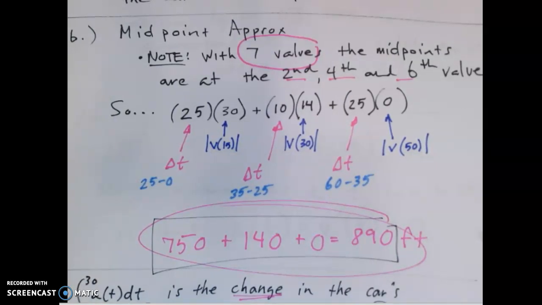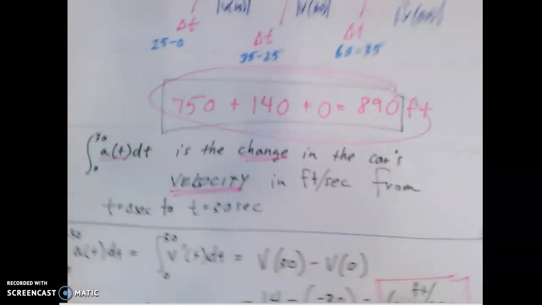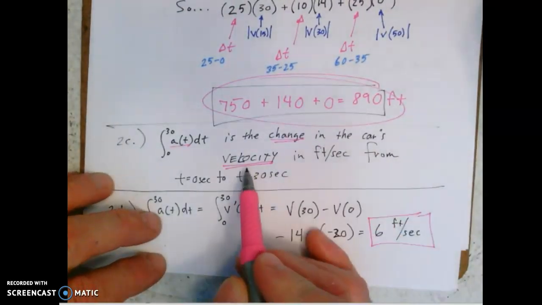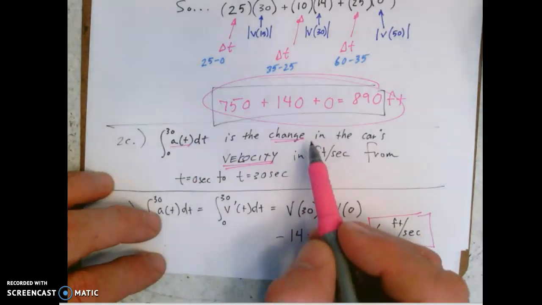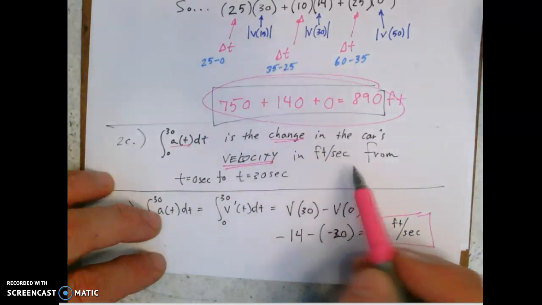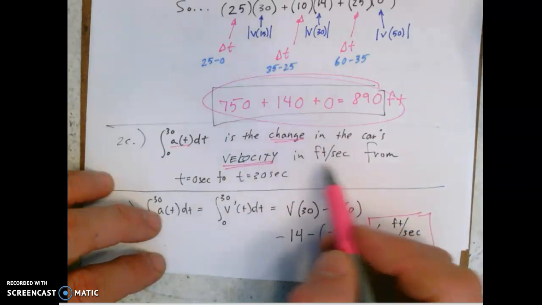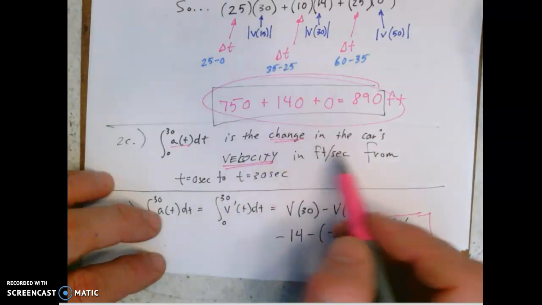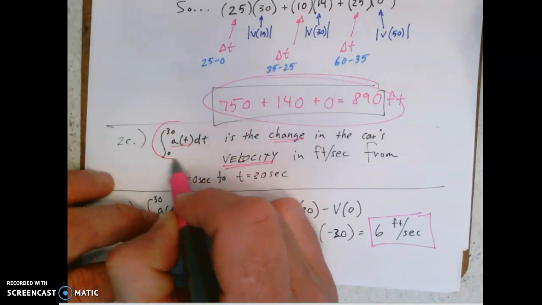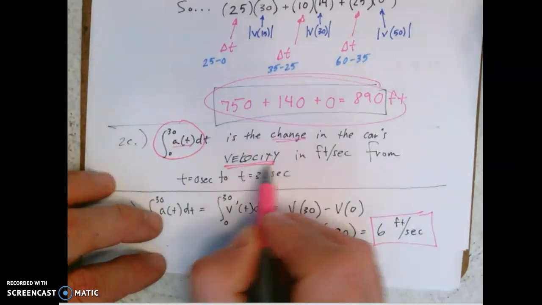Okay, part C says, using appropriate units, explain the meaning of, and notice this is the integral from 0 to 30 of acceleration. In this case, this is the change in the car's velocity. The integral of velocity is the change in position, but the integral of acceleration is the change in velocity, in feet per second. If we're talking about something changing, there's always going to be a per, and if we're talking about velocity changing, we're talking about feet per second, from 0 to 30 seconds. Again, this is the integral of acceleration, which means it's the change in velocity.